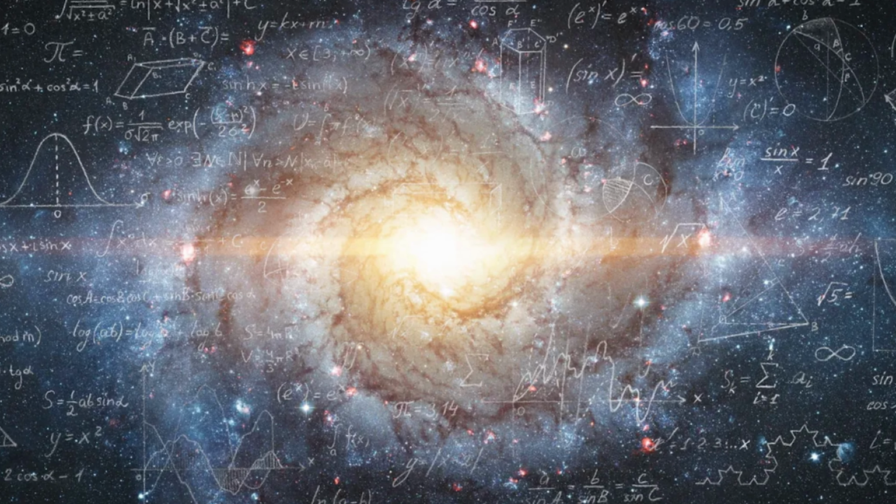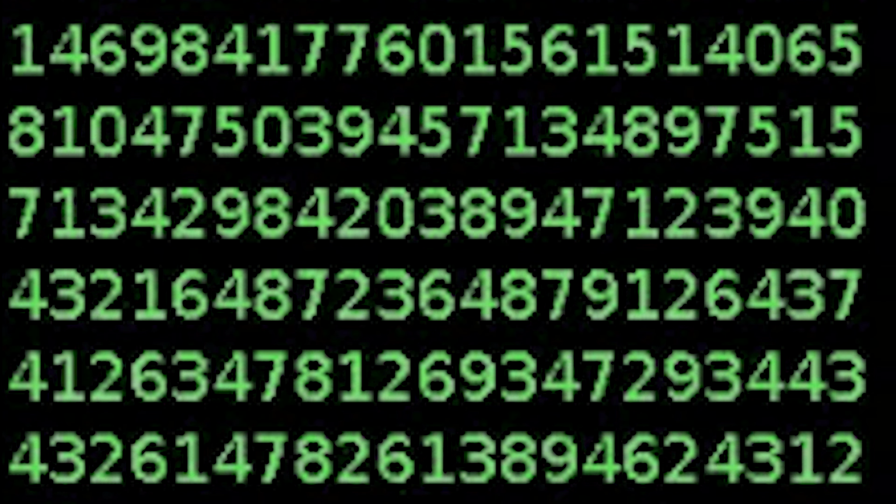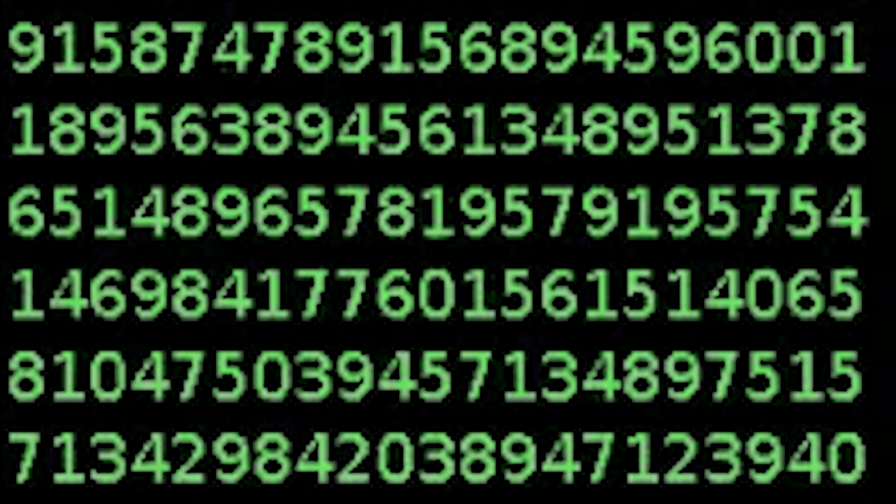Today we're going to talk about scientific facts with large numbers. They appear frequently in fields such as mathematics, cosmology, statistical mechanics, and cryptography. Let's get right into it.